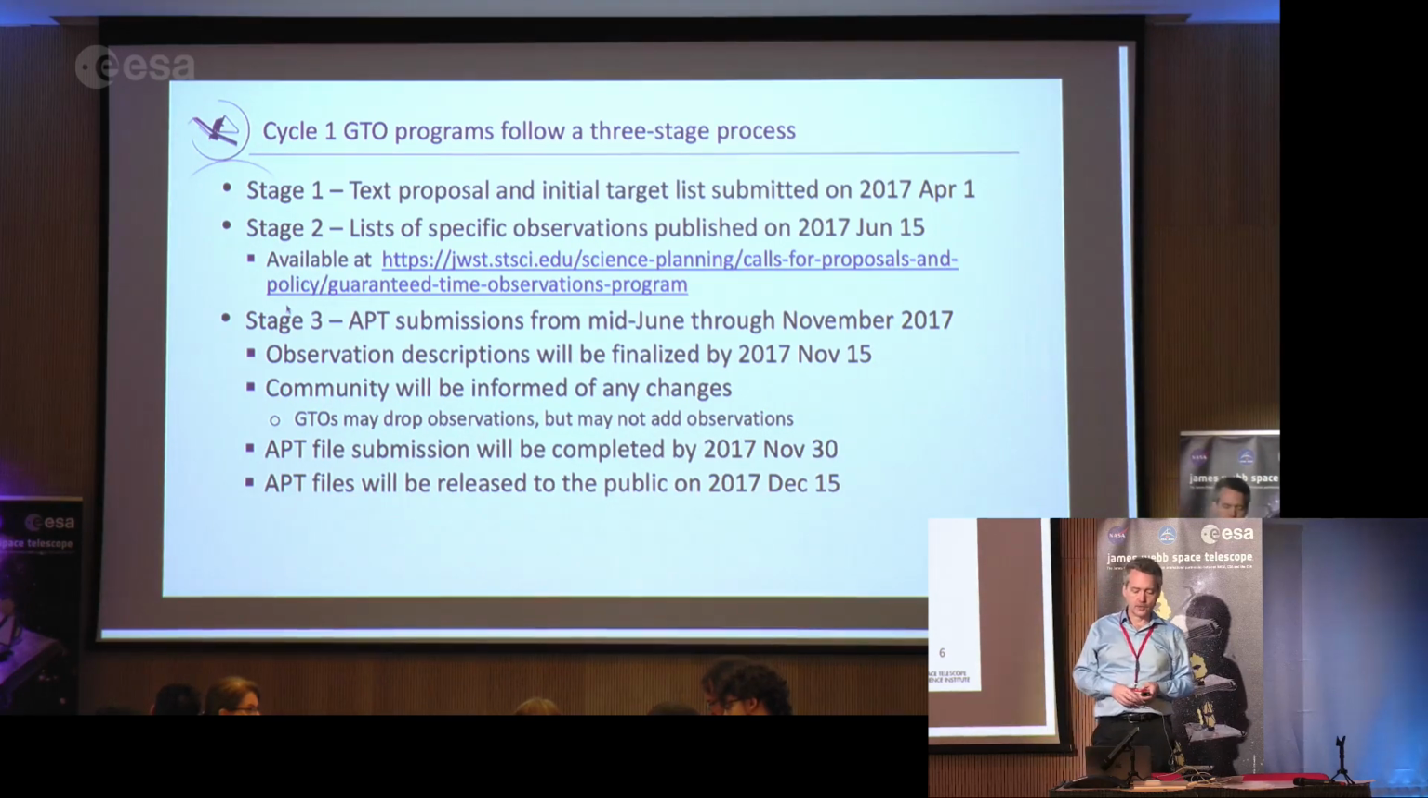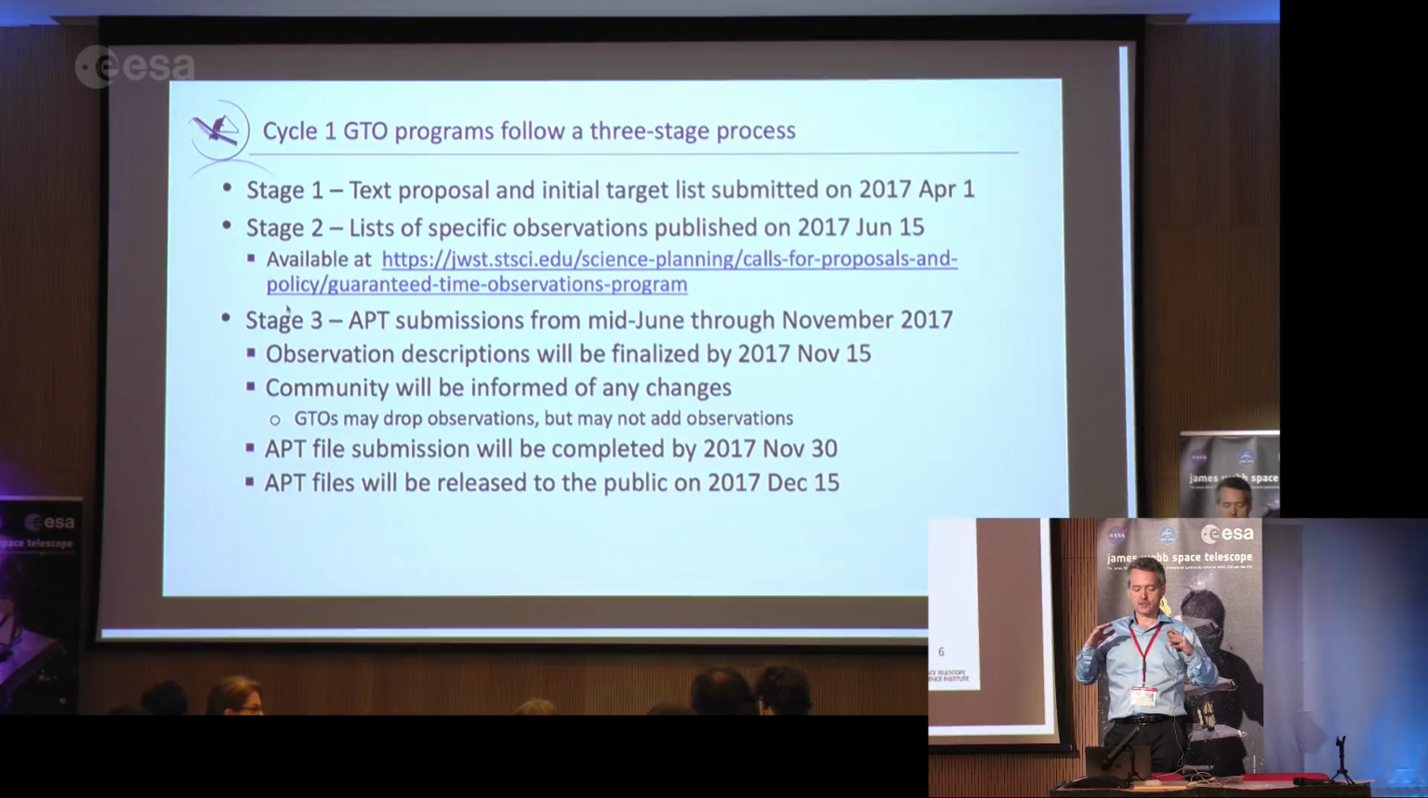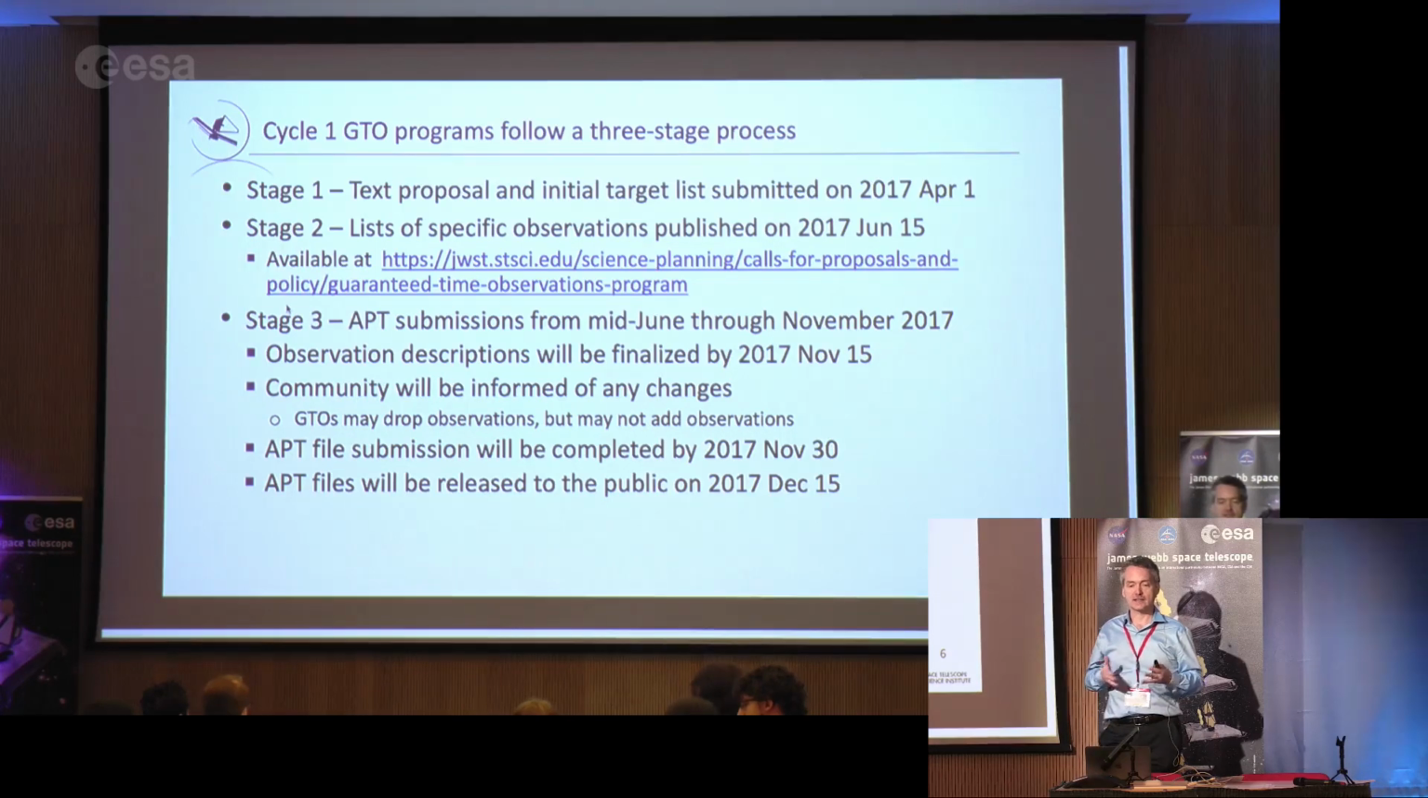Okay. Three-stage process for GTOs. Again, we're just getting perspective on the GTOs because you have to be aware of what they're doing so you don't duplicate it. They submitted a text description of what they were planning to do in an initial target list in April of this year. They submitted specific observations, which you'll learn is a lingo term in JWST, something that you define in APT. So they described their observations, and that has been published. It's not the actual APT files yet. That'll come at the end of this year, just in time for the call for proposals that you guys are going to be responding to.